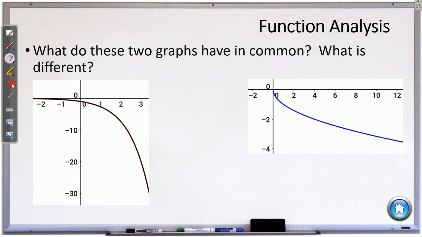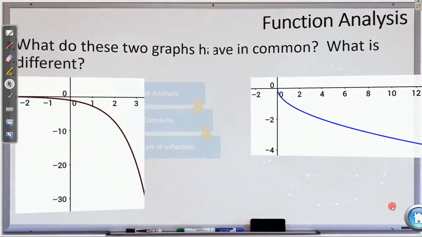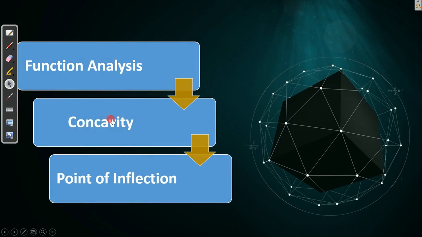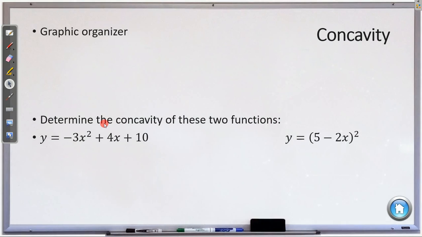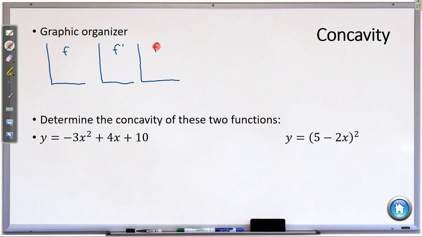So now that we know what concavity is, let's take a more in-depth look at concavity. We'll do some work with some equations here in a second, but first, since we learned some new things, let's put this on our graphic organizer. So if I have a function f prime, and f double prime here. So we learned this new thing, concave up, I'll abbreviate that CU, and concave down.